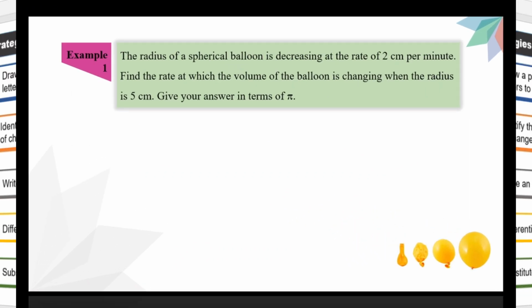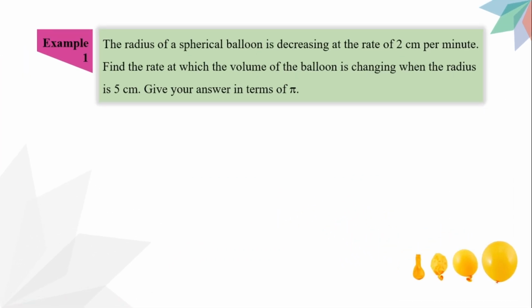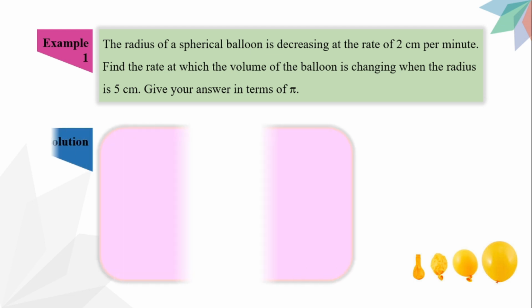Example 1. The radius of a spherical balloon is decreasing at the rate of 2 cm per minute. Find the rate at which the volume of the balloon is changing when the radius is 5 cm. Give your answer in terms of pi. Since the problem is simple, you do not need to sketch the situation.